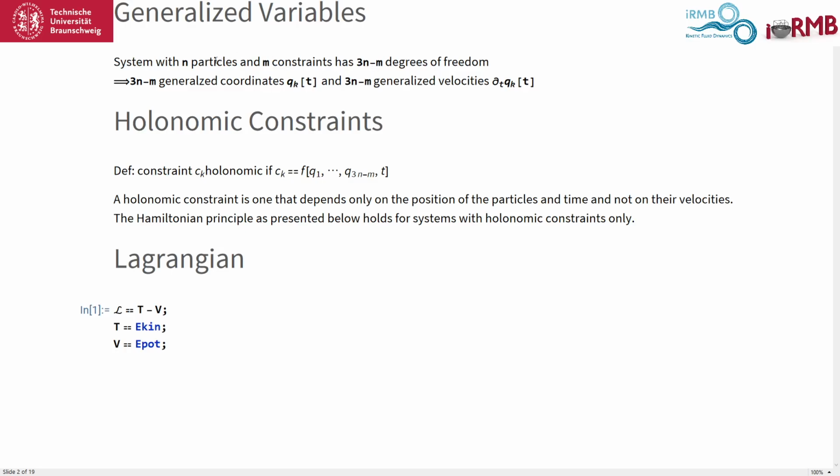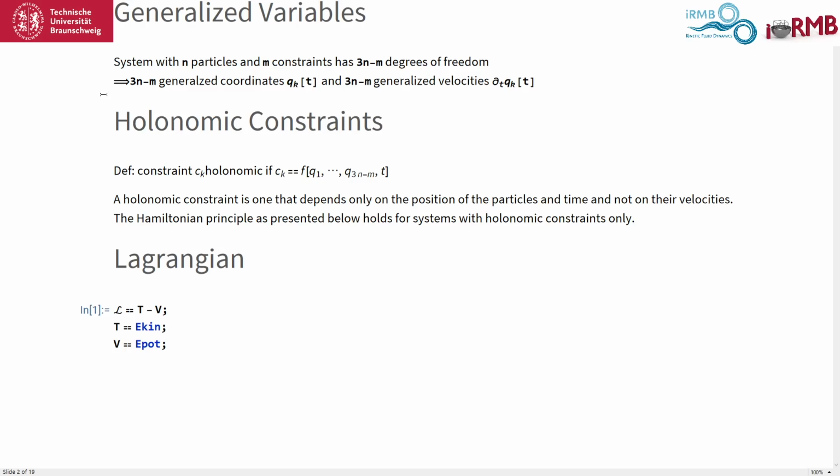Then these particles, because we are in three-dimensional space, would have 3n minus m. The constraints take away one degree of freedom each. So we have 3n minus m degrees of freedom. And by degrees of freedom, we mean their position. We call these generalized coordinates.